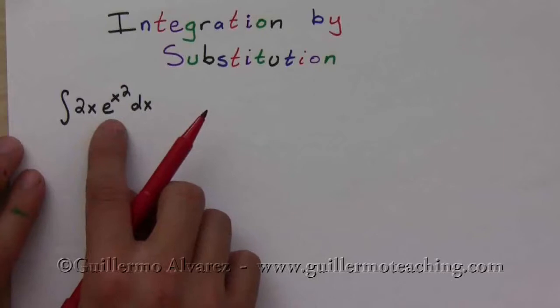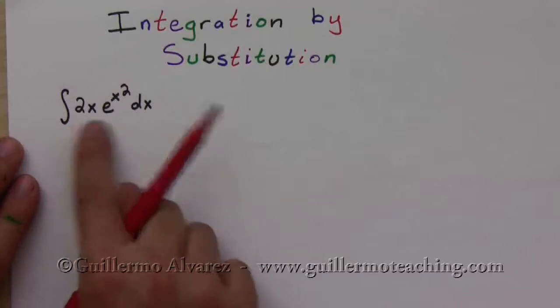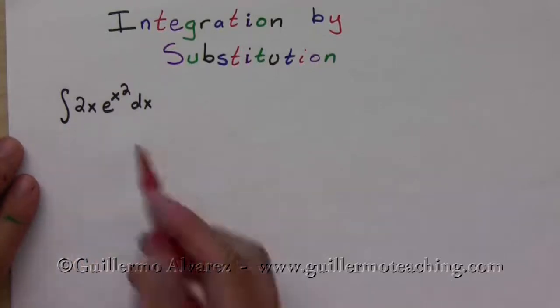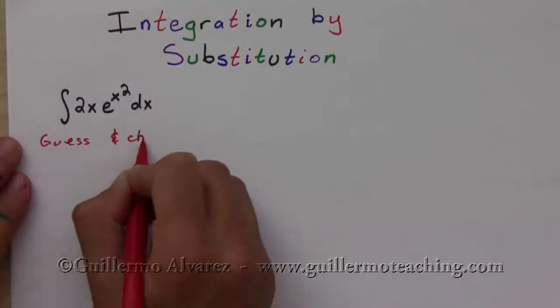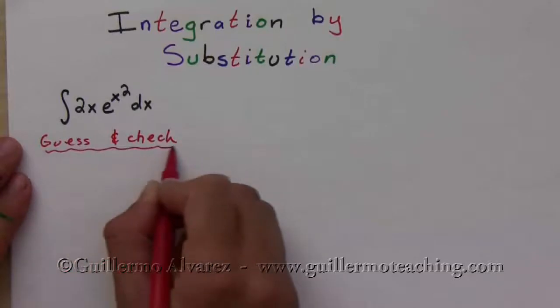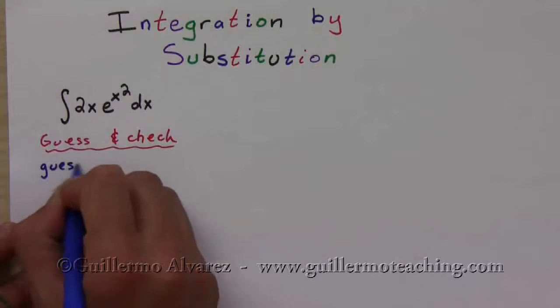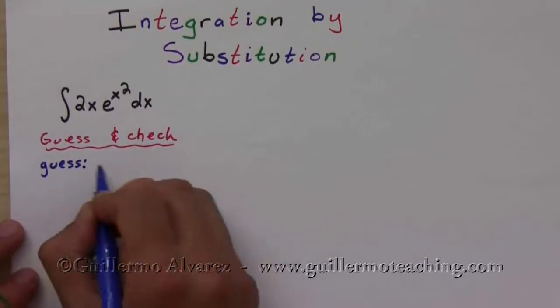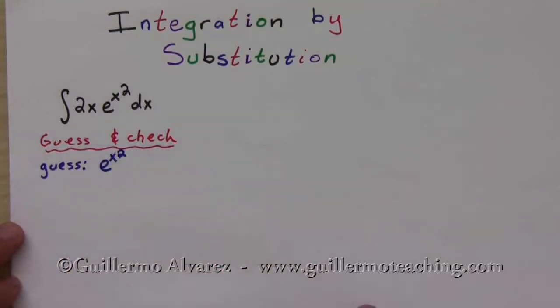That basically means we're looking for a function that, when I take the derivative of it, equals this. So why don't we try to guess? Let's just guess, and I'm going to help you out with this first one. My guess is that the antiderivative of this is e to the x squared. Why don't we check it?